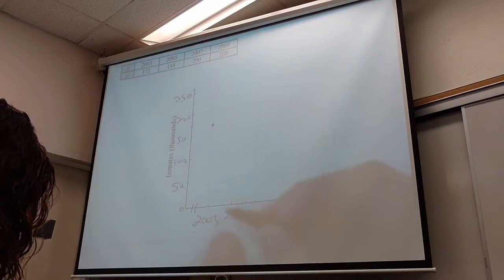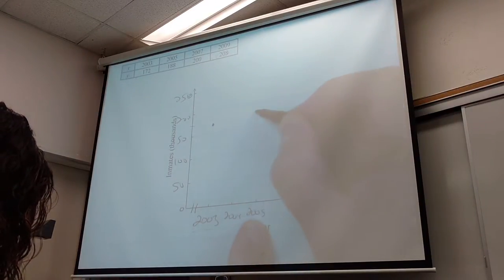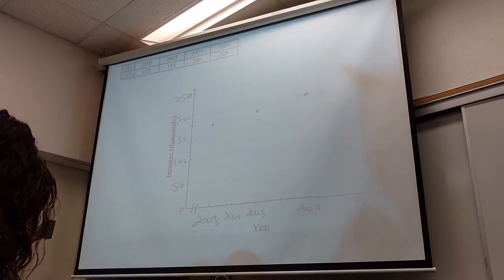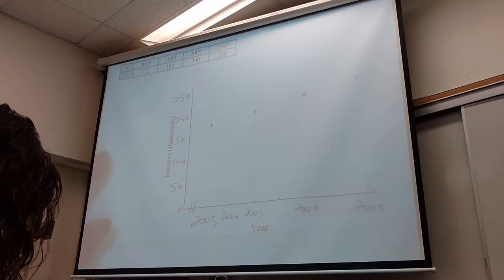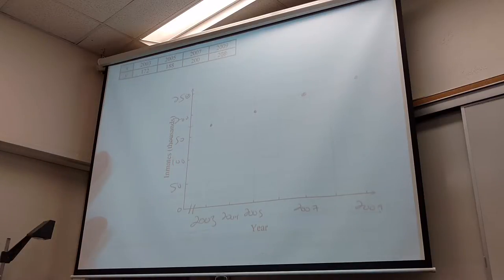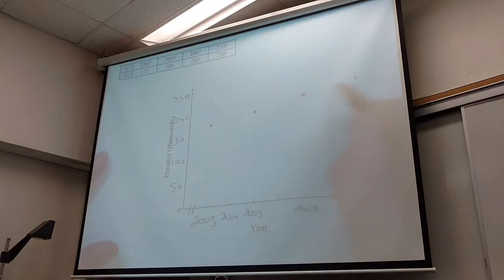Let's finish this out. Let's see. 2005, 188, is a little above that. 2007 is 200. It's right there. Thank God. 2009 is 208, just a little bit above that. How are we doing? Is that all right? Okay, cool. And it looks almost like a straight line.